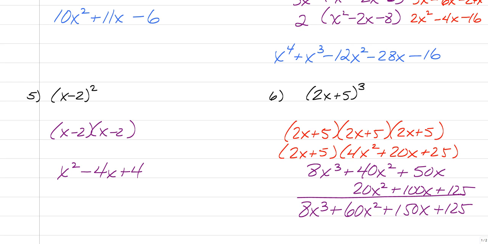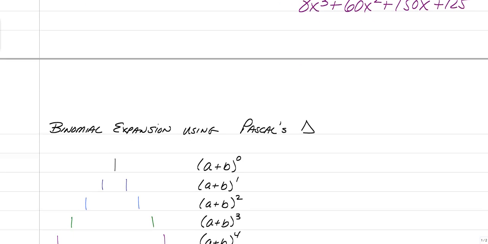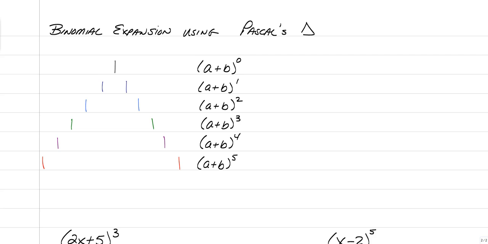So really all we did was multiply 2x plus 5 times itself twice. 2x plus 5 times 2x plus 5. And then you multiply that again by 2x plus 5. That's the same as saying 2 cubed. 2 cubed is 2 times 2 times 2, so you get 8, but when you're working with binomials, it's a lot more complicated. So wouldn't it be nice if we had a shortcut for number 6? And the answer is, there is one.